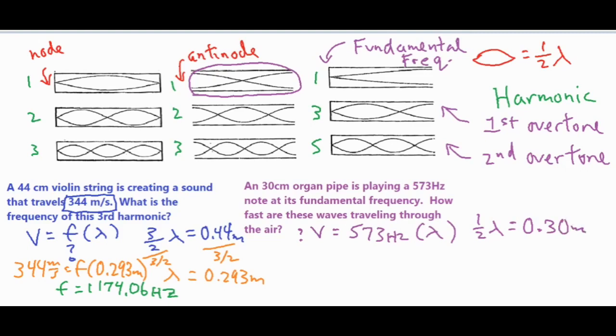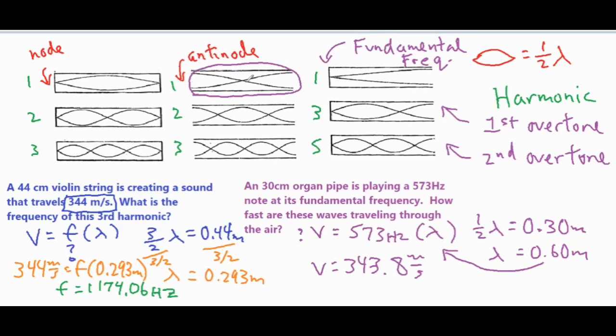0.30 meters of pipe. If you multiply both sides by 2, then your wavelength equals 0.60 meters. Now we can go ahead and take that number and then plug it into here. And then if we do 573 hertz times 0.60 meters, then we get our answer, which is 343.8 meters per second.